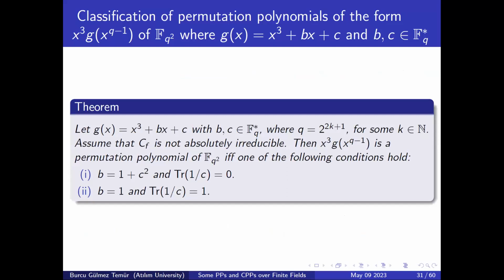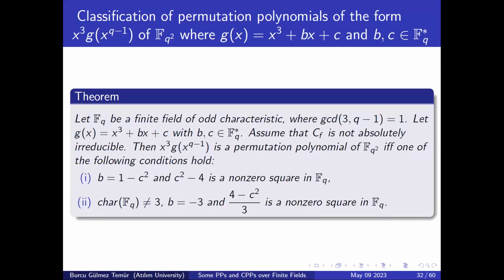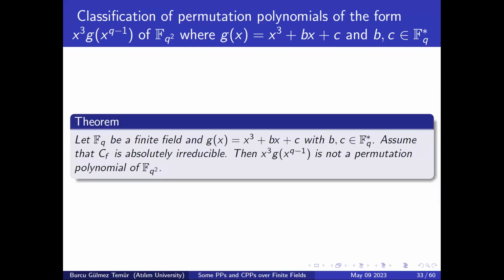Assume C_F, the curve, is not absolutely reducible. Then it's a permutation polynomial of F_{q^2} if and only if one of these two conditions hold. This is where the characteristic is even. And in the odd characteristic case, it's again C_F is not absolutely reducible, then it's a permutation polynomial if and only if it satisfies one of these conditions. And these results were not if and only if, and they were not complete in the paper I have talked about. And in the absolutely reducible case, by using the Hasse-Weil bound, we can show that it's not a permutation polynomial. So the question is complete in this case.